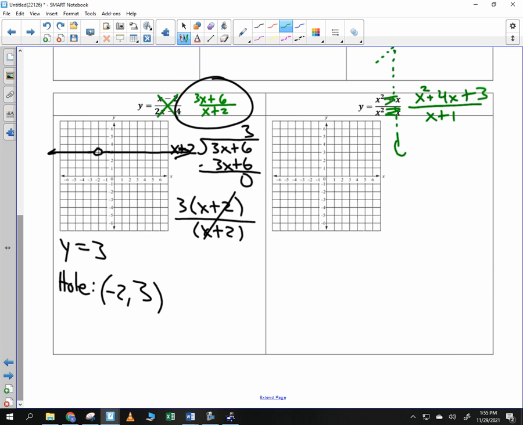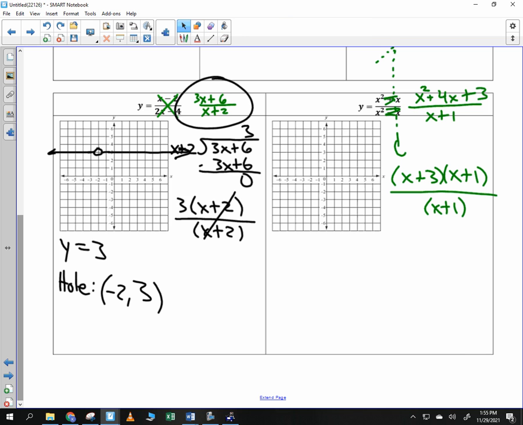So again, sometimes it's just best to divide right away. Will these divide evenly? Does the top factor to x plus 3 and x plus 1? Good. So it cancels the x plus 1s. So what shape does the graph want to be? What does it want to look like? X plus 3. Do we know what that looks like? Yeah. Except it doesn't look like x plus 3, does it? There's a hole.